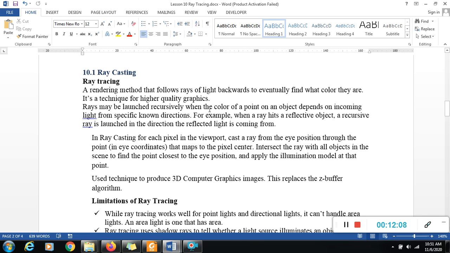Rays may be launched recursively when the color of a point of an object depends on incoming light from a specific direction. For example, when a ray hits a reflective object, a recursive ray is launched in the direction the reflected ray is coming from.